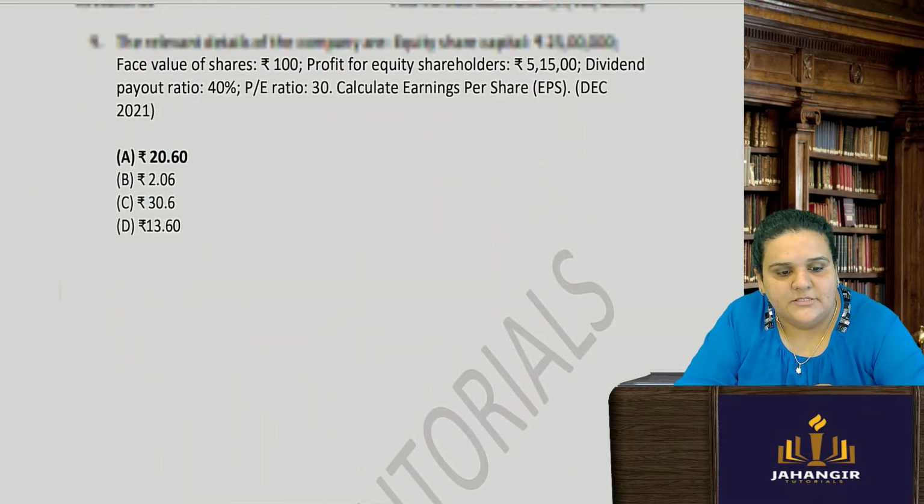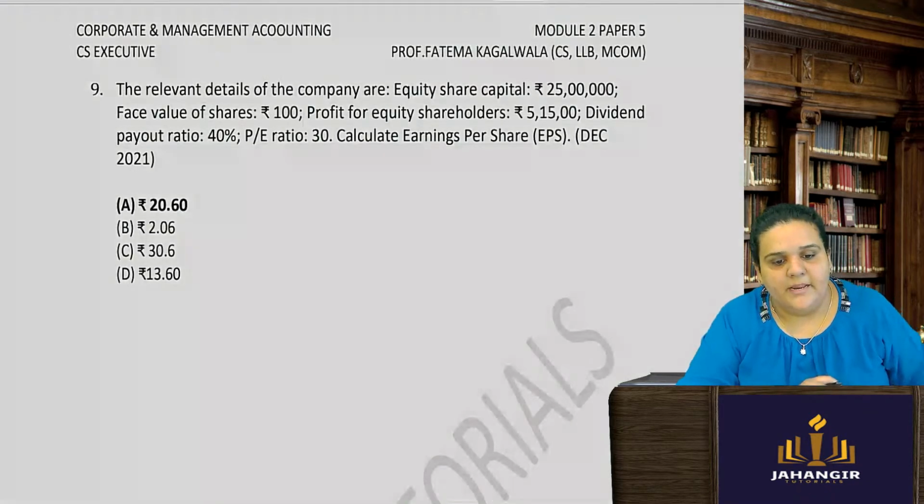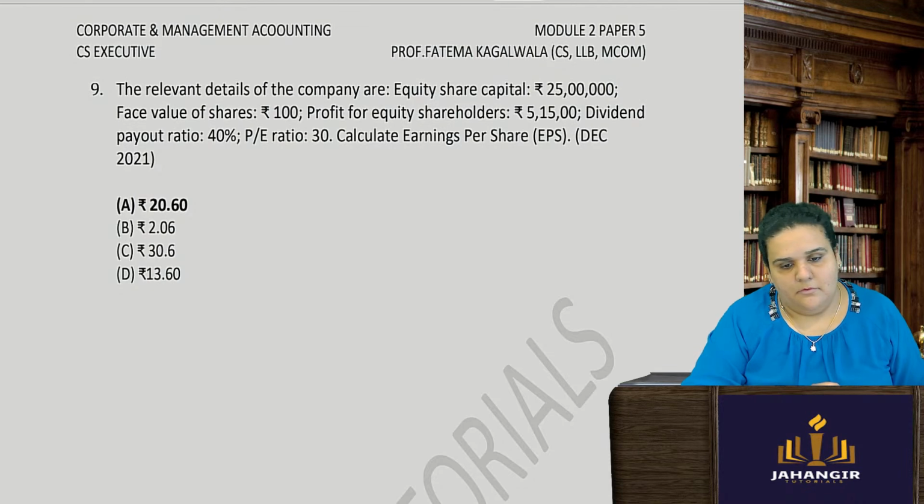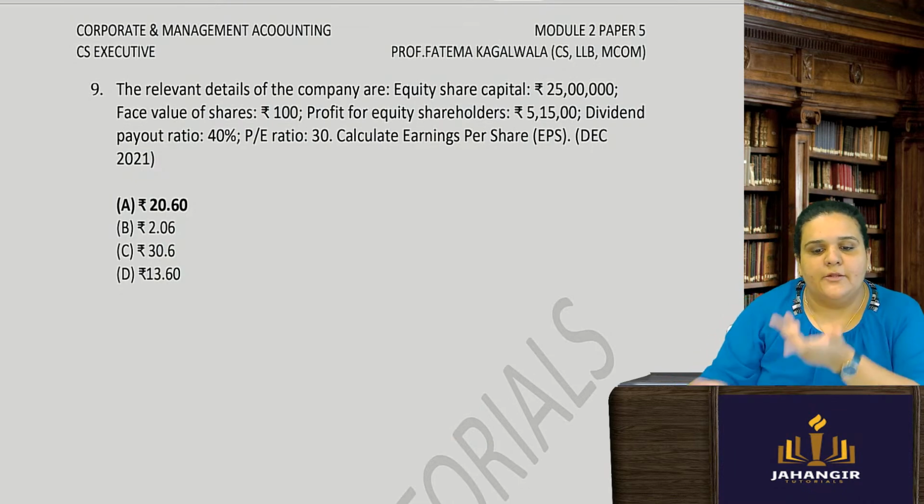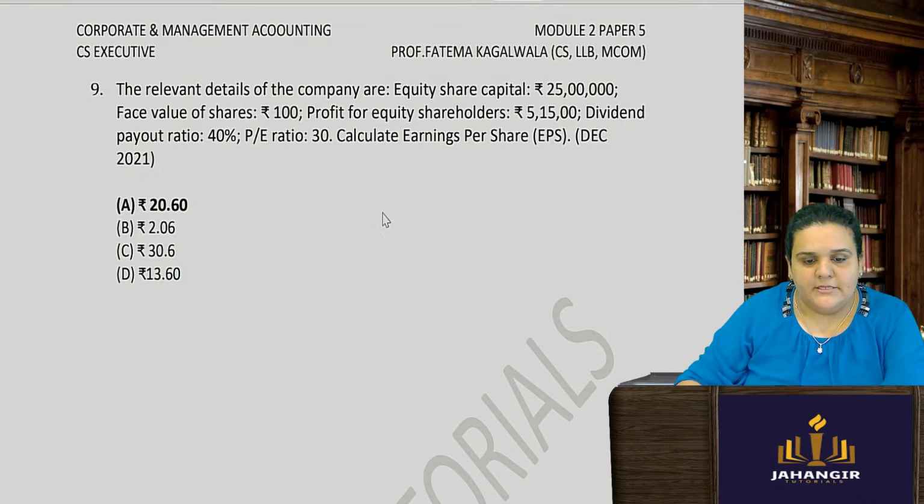Okay. Now next question number 9. The relevant details of the company are given. Equity share capital rupees 25 lakhs. Face value is 100. Profit for equity shareholders is 5 lakh 15. Dividend payout ratio and price earning ratio. Calculate earning per share. You can directly solve this sum.